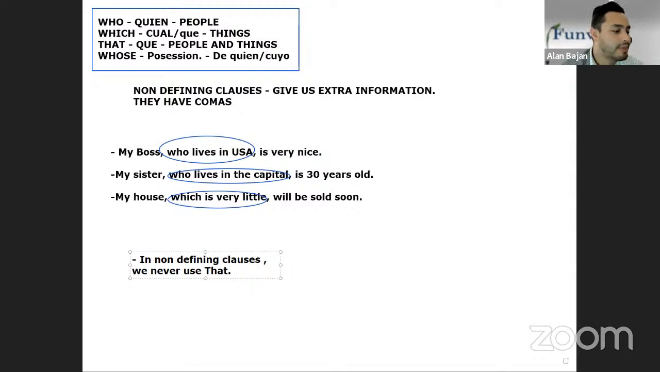Edwin says, my car, which is very expensive, is dirty. Great. My cousin, who lives in Spain, is handsome. Erica, remember, third person, who lives in Spain. Don't forget third person in relative clauses, defining and non-defining. My girlfriend, Mr. Lopez, who lives in Mexico, is very beautiful.